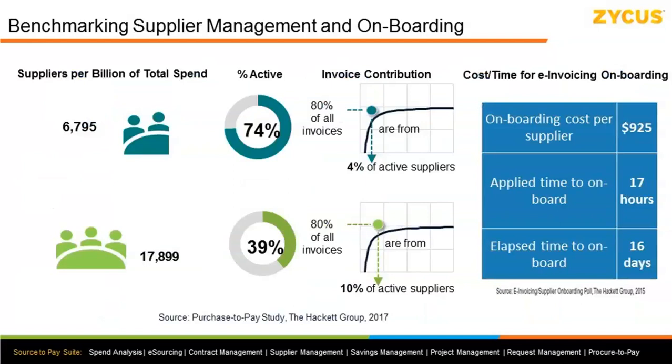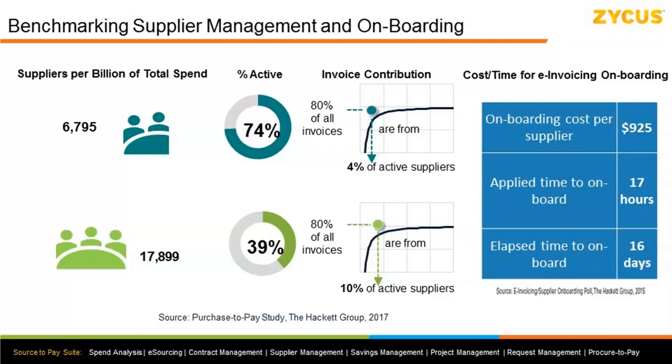Here we can look at supplier management in terms of how effective you've been in rationalizing and consolidating the supply base. Right off the bat, top performers have a much easier time because they're managing relatively fewer suppliers per billion of spend: about 6,800 versus almost 18,000 for the peer group overall. Plus, they've got more spend concentration within that supply base. Top performers are capturing 80% of invoice volume from just 4% of the active suppliers. That's really critical when you go to onboard suppliers, because you can capture the lion's share of your spend through onboarding a small percentage of your highest transaction volume suppliers.